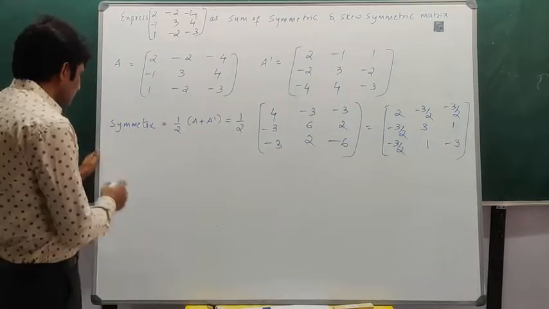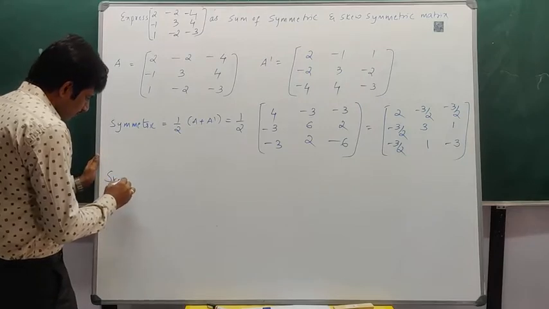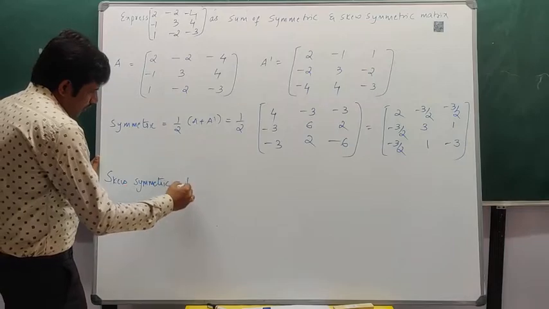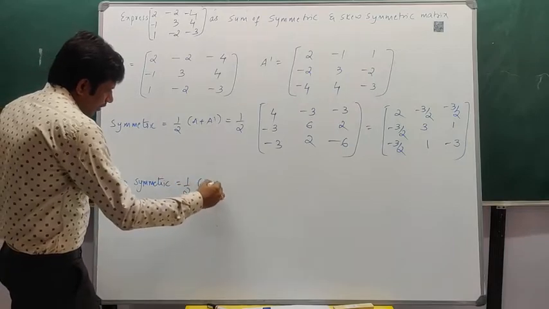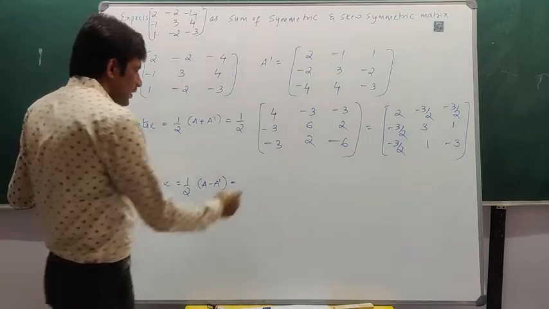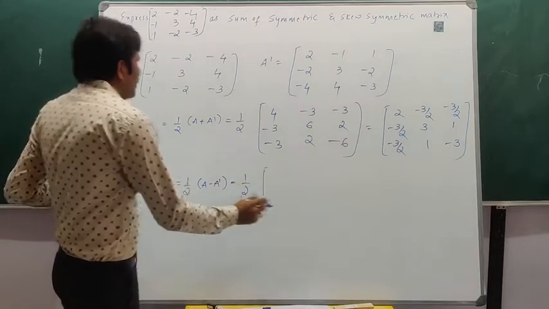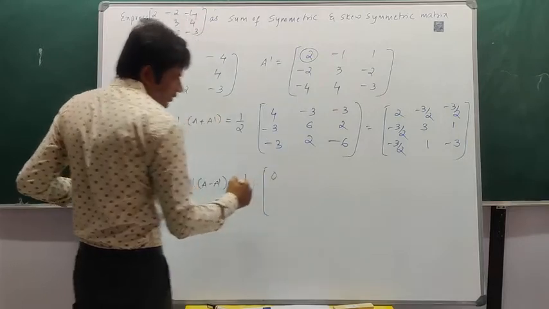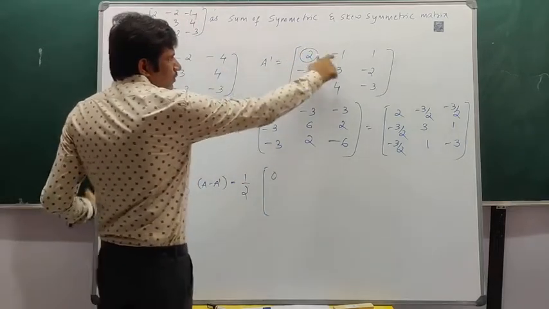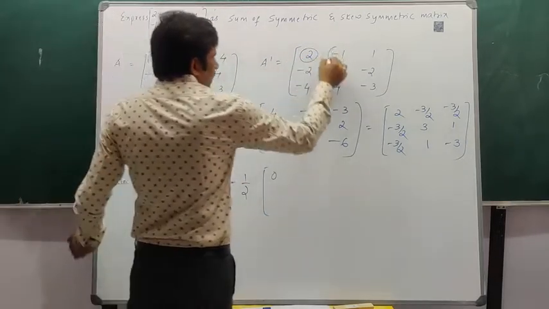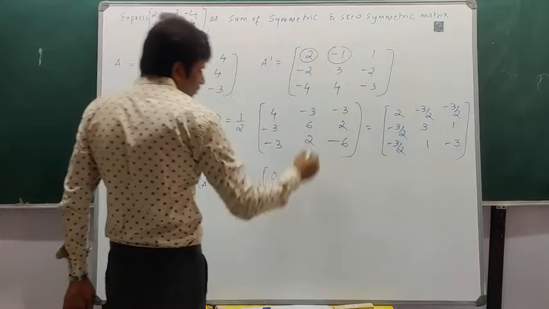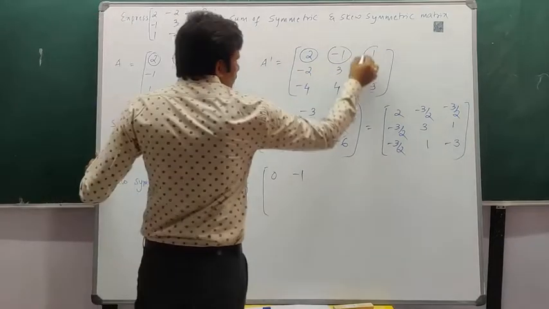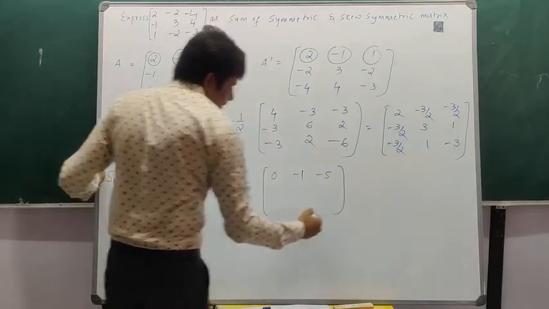Right. So then skew symmetric part. Skew symmetric, that is half into A minus A transpose. That is half into, now subtract. Right. So 2 minus 2, what is 2 minus 2 is 0. Minus 2 minus of minus 1 is plus 1. Minus 2 plus 1 is minus 1. Right. So minus 4 minus 1 is minus 5.